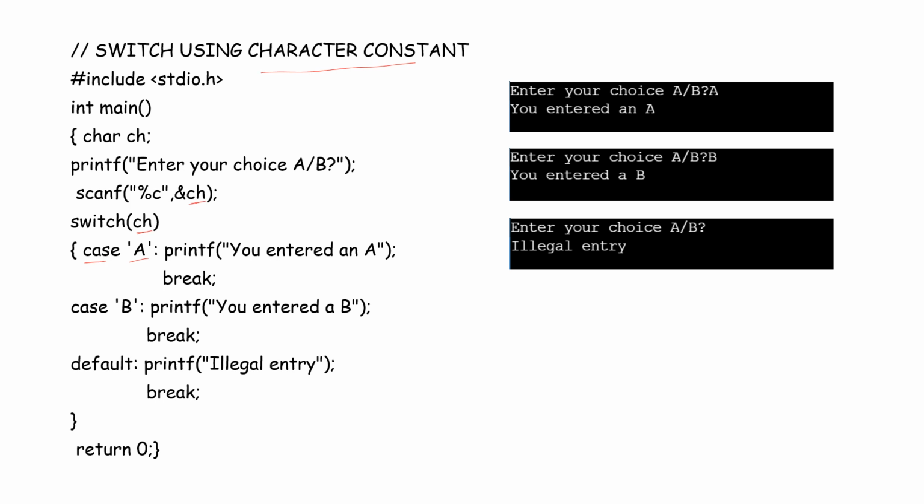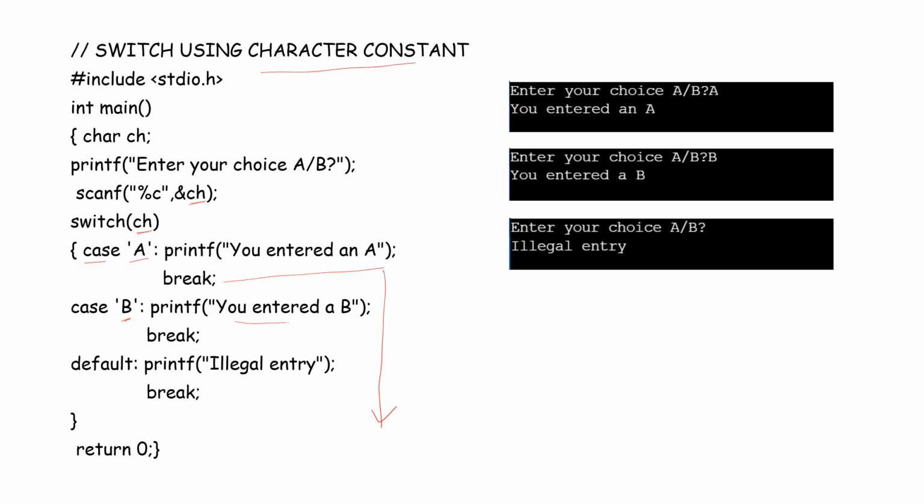So if at all the user has entered A, you print the user has entered A and break. Basically this break brings the control out of the switch block. Right? If the user has entered B, so ch gets matched with B, you print the statement you entered B and break, again it brings the control out of the switch block. If the user does not enter anything, for example he enters null, then you print illegal entry and break.